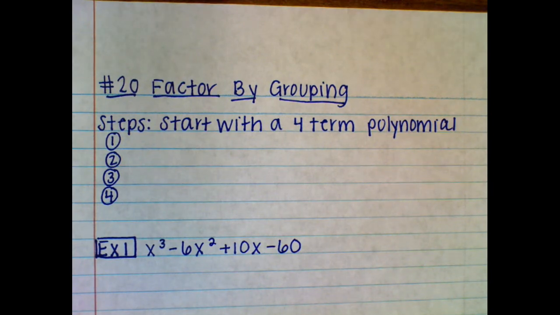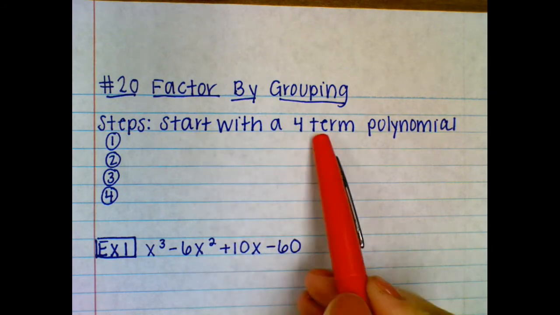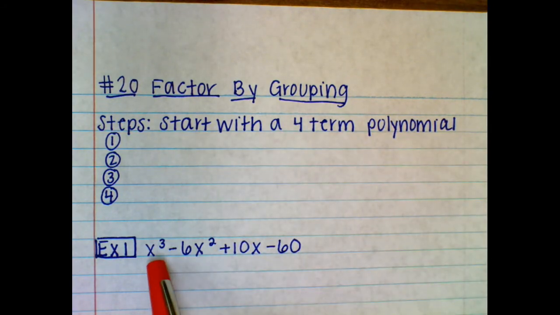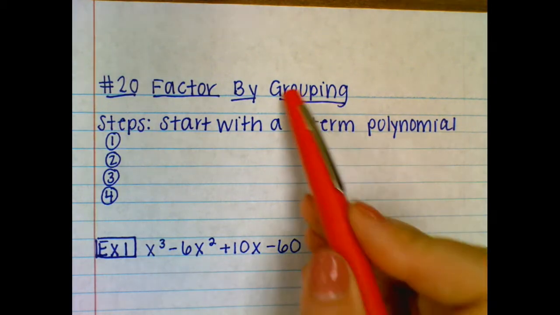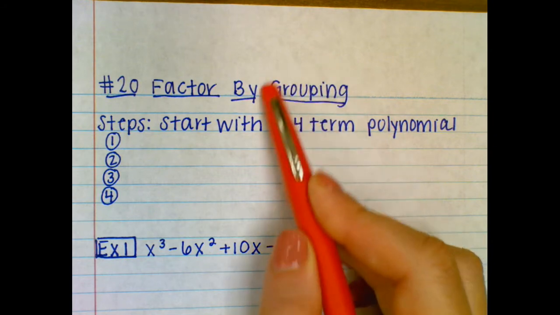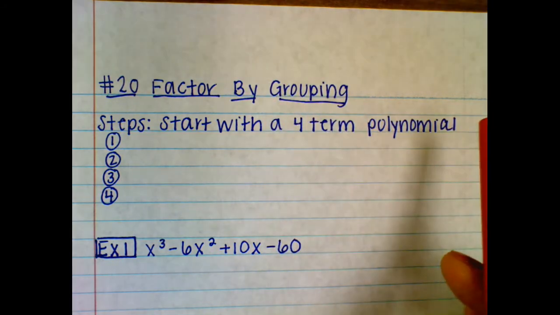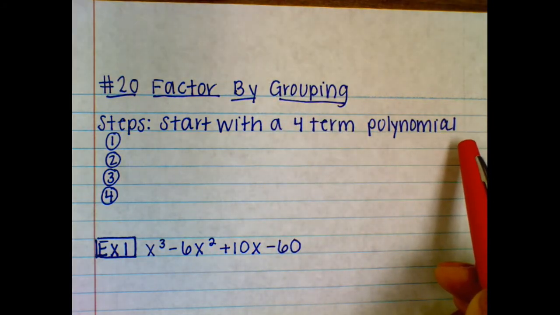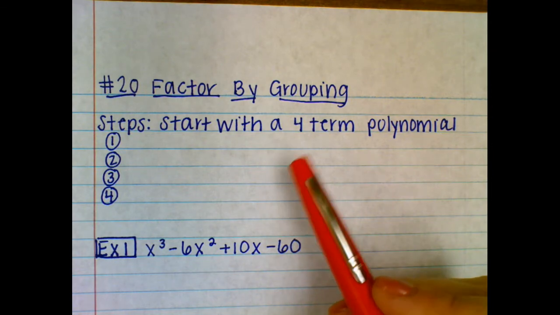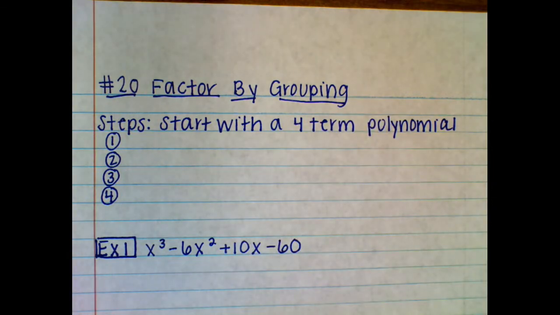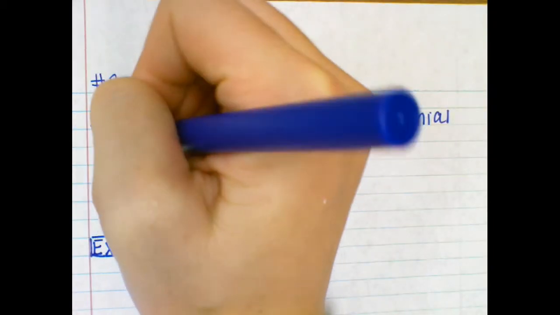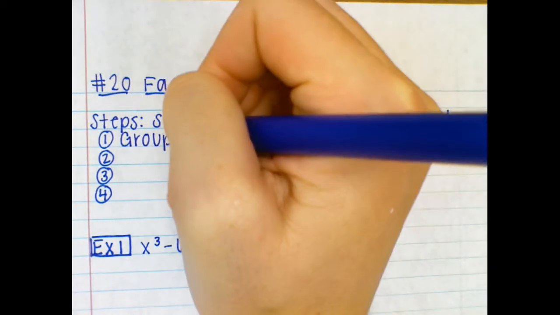So the first thing is we always want to start with a 4-termed polynomial. So if I look at example 1, it is 1, 2, 3, 4 terms. So when I see 4 terms, that tells me that I can use the factoring method called grouping. It is similar to the GCF method we've been practicing, but a little bit different. So we have to start with a 4-term polynomial. And the first thing that we're going to do is we're going to group the terms.